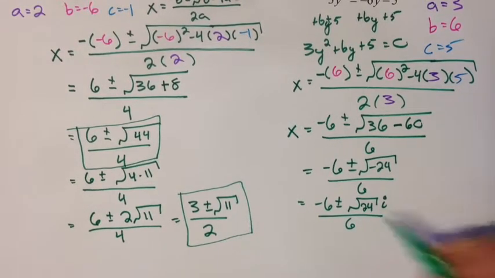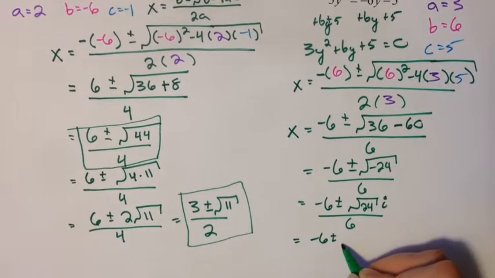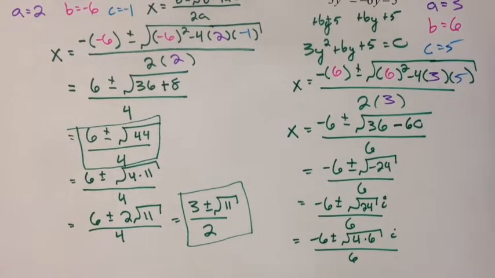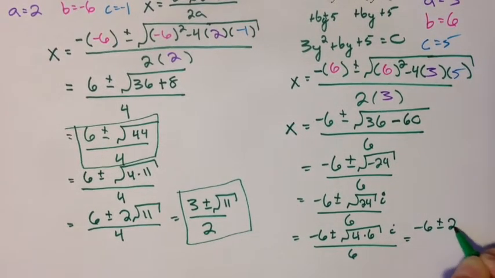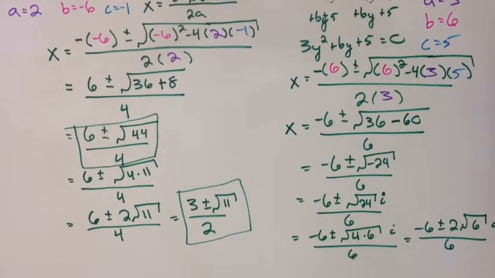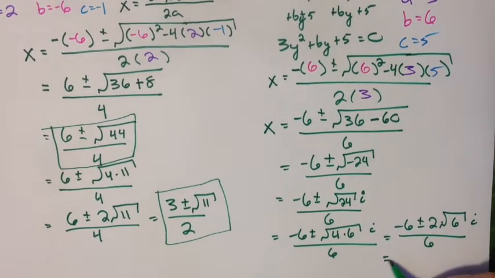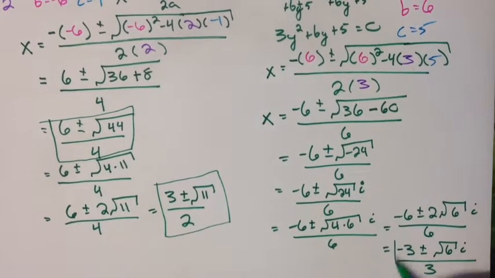Now I can continue to simplify the square root of 24. Since 4 will go into 24, I can make this negative 6 plus or minus the square root of 4 times 6. Got my i still on the outside there. There's a 6 on the bottom. The square root of 4 is 2, so this is negative 6 plus or minus 2 square root of 6, and i, all over 6. Now I notice again I have a 6, a 2, and a 6. I can cancel a 2 from all of those, which gives me, at last, negative 3 plus or minus the square root of 6, the i's on the outside, all over 3.